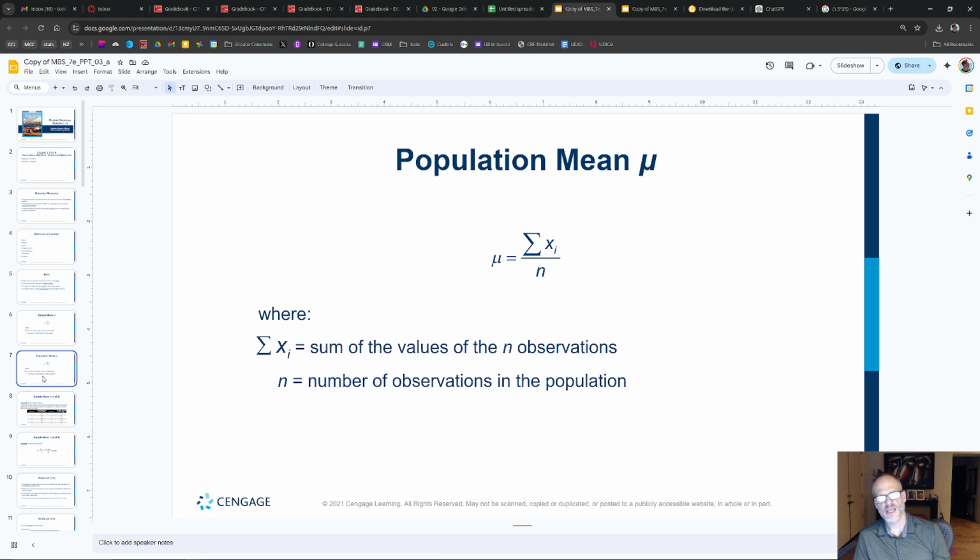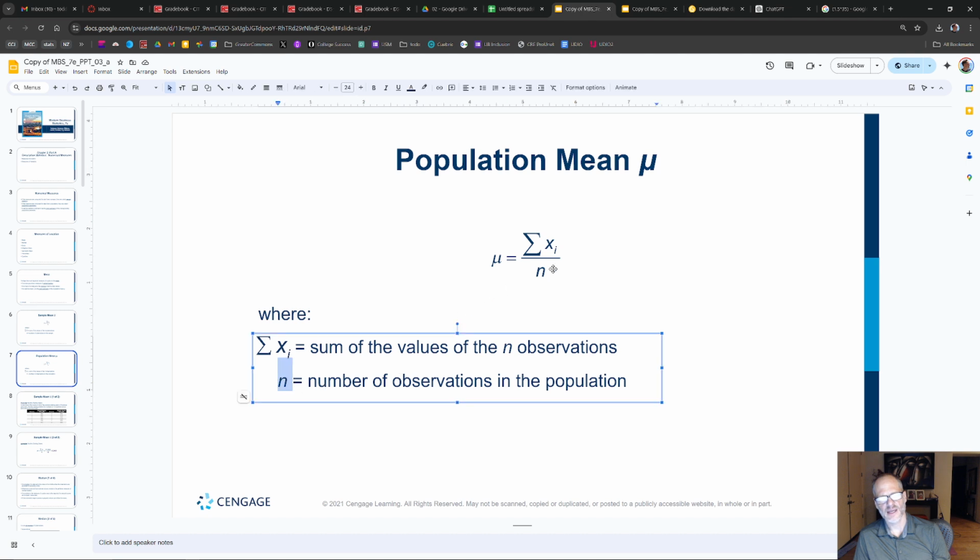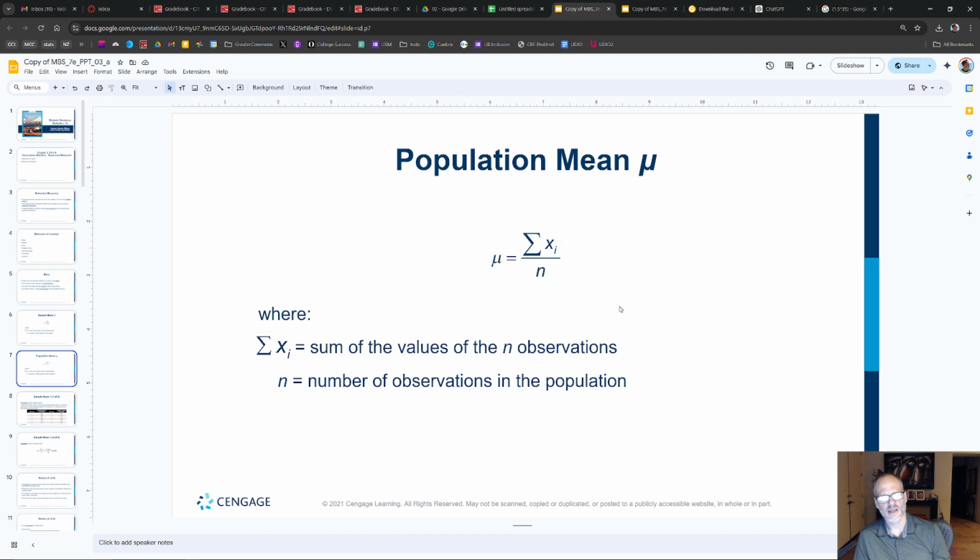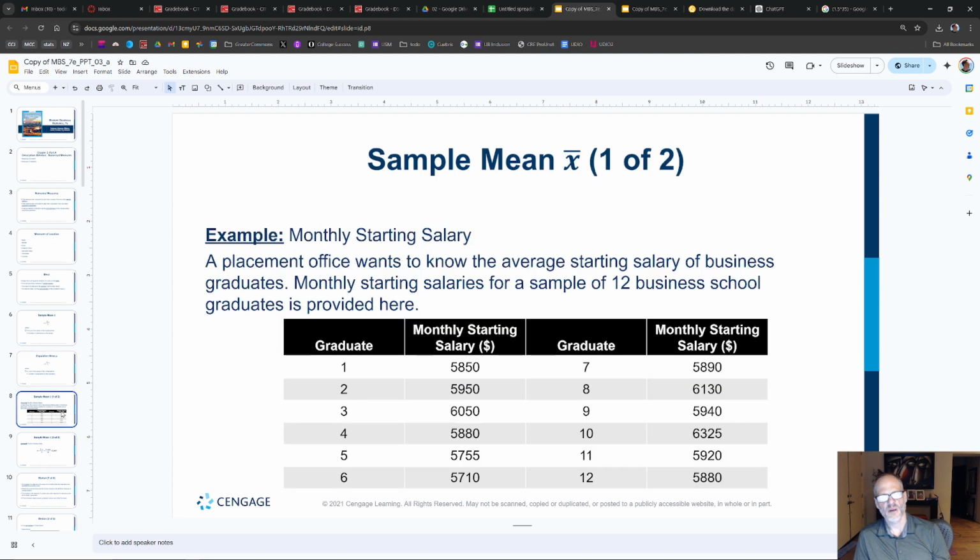And then for the population, and here's actually an error, this should not be a lowercase n, it should be an uppercase N, but that's it. So here's mu, which represents the population mean: add up all the data points, divide by the total number of items in the population, and that's how you get the population mean.